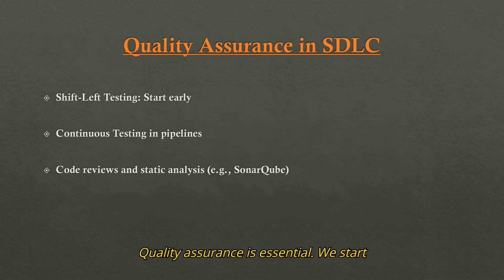Quality assurance is essential. We start testing early, what we call shift left testing, to find issues sooner. Continuous testing integrated into pipelines ensures ongoing quality, supported by code reviews and tools like SonarQube that help detect potential problems automatically.